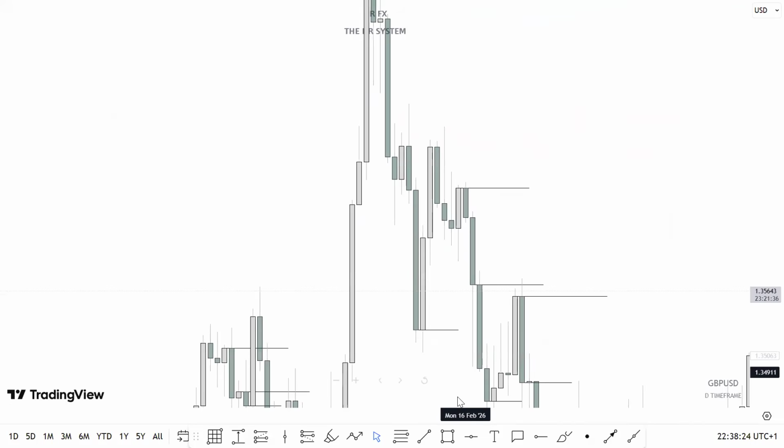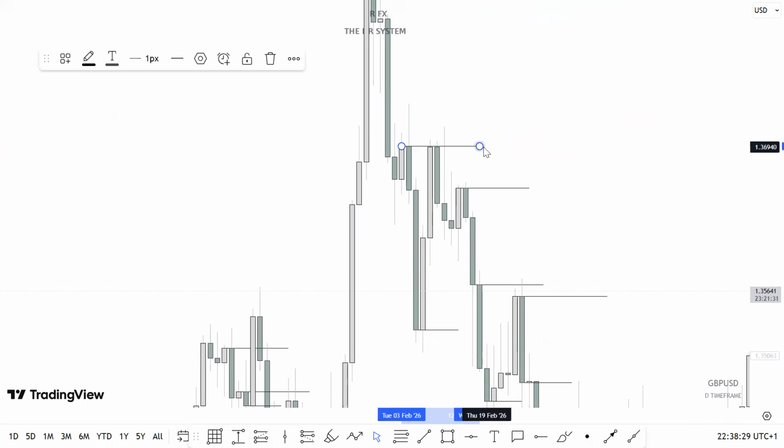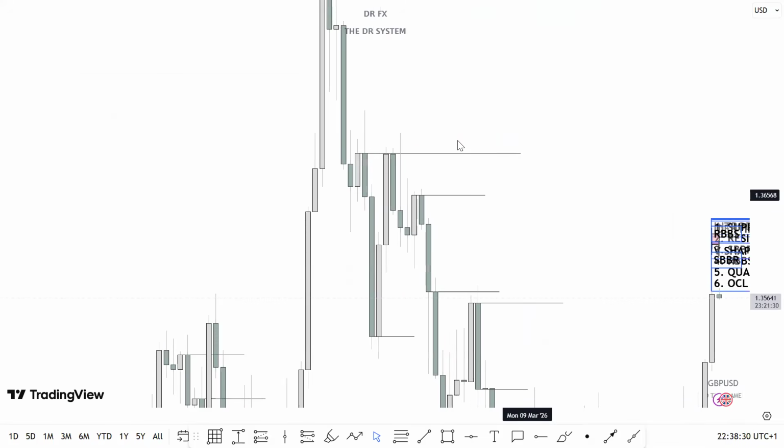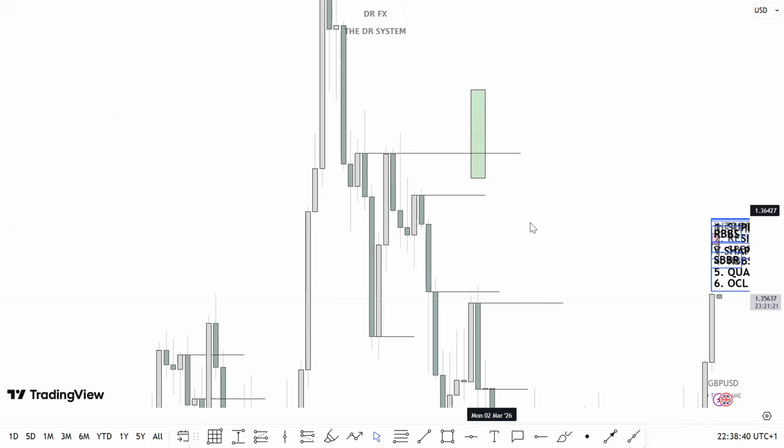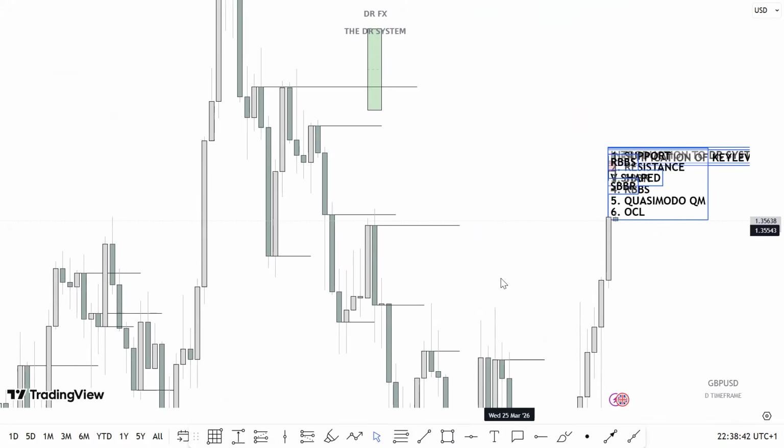For example, this is a key level right here that the market has used. So anytime in the future now, if a candle closes above this key level, right? If it now closes above this key level like this, we are free to use it for a buy again. It is now fresh again, and we are allowed to use it.